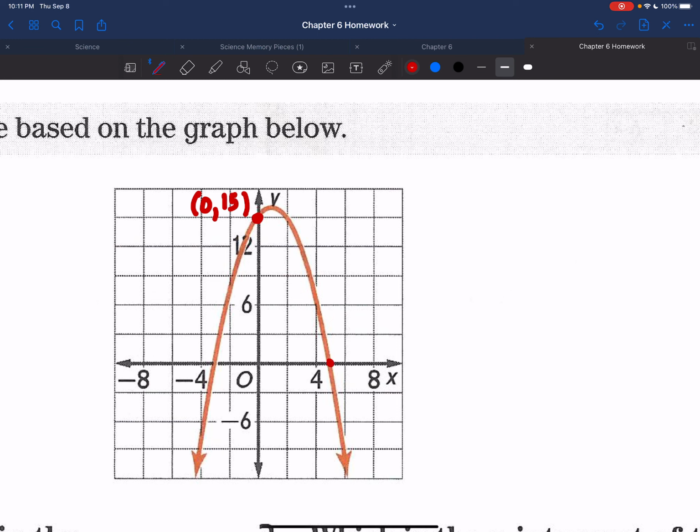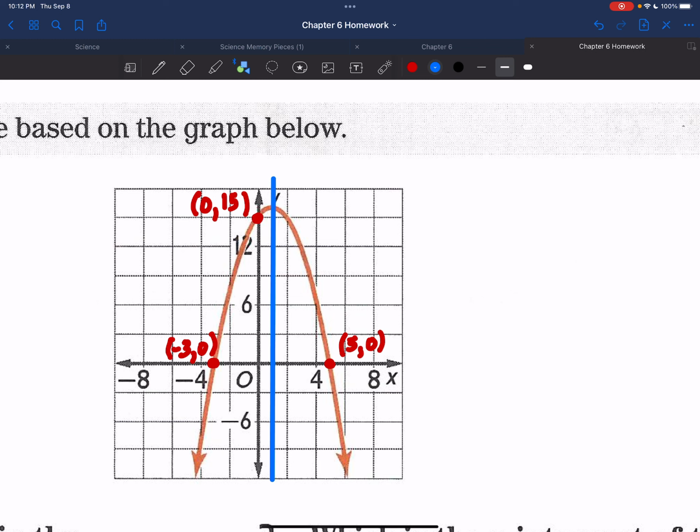The x-intercepts are at, this one looks like, let's see, 2, 4, 6, 8. So 2, 4, about 5, 0. And then back here we have about -3, 0, maybe -3.5. But that's pretty close. And then we do have a line of symmetry right here.